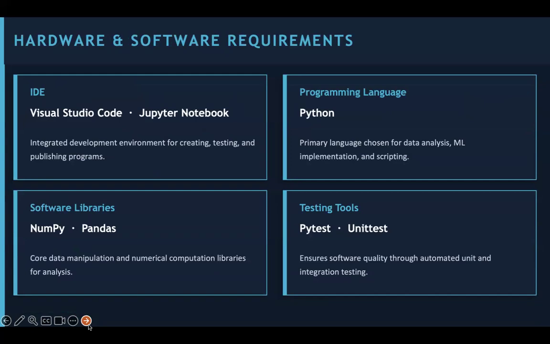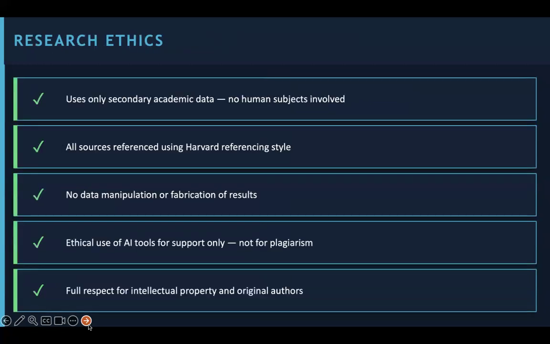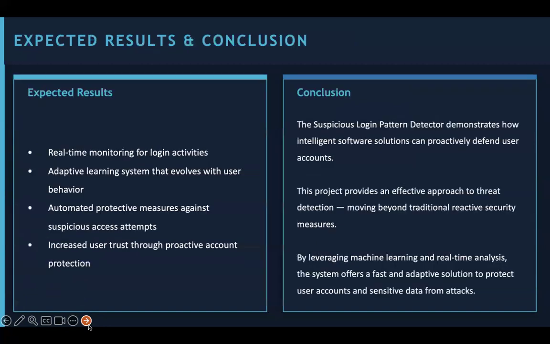Hardware and software. For the IDE, Visual Studio Code can be used, Python, and for the software library, NumPy, and since I'm using Python, for testing tools, it will be PyTest. Research ethics: use only secondary academic data, all sources using Harvard referencing, no data manipulation or fabrication, ethical use of AI tools for support only, and full respect for intellectual property and original authors.